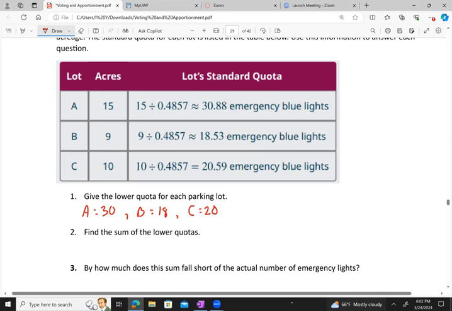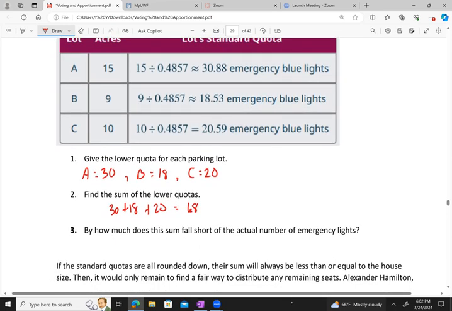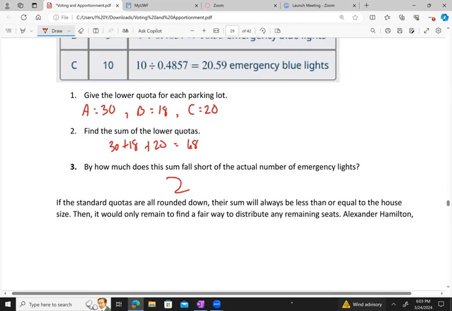Find the sum. Well, 30 plus 18 plus 20 is 68. How much does the sum fall short? Well, 70 minus 68 is 2. If the standard quotas are all rounded down, their sum will always be less than or equal to the house size. Then it would only remain to find a fair way to distribute the remaining seats.